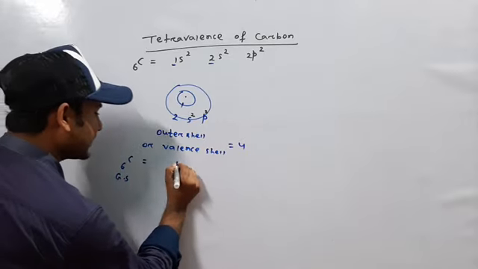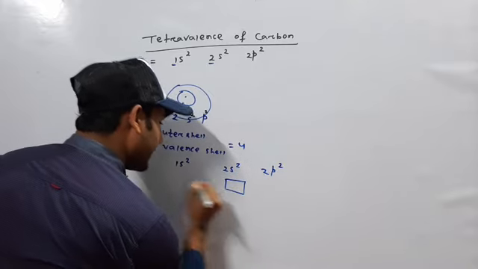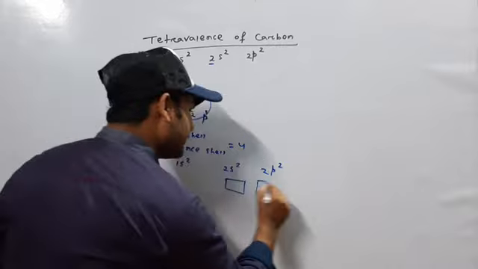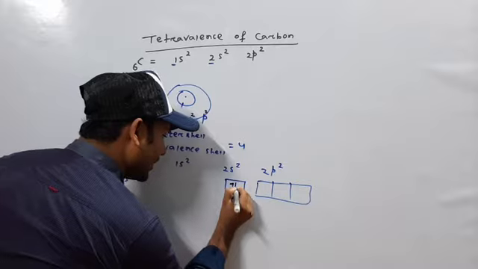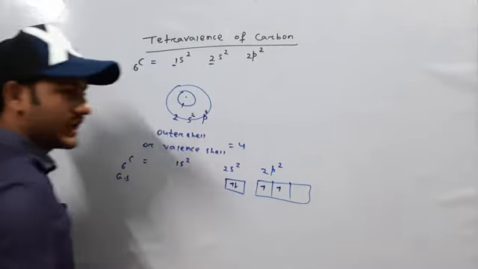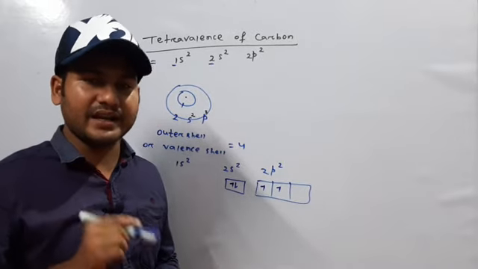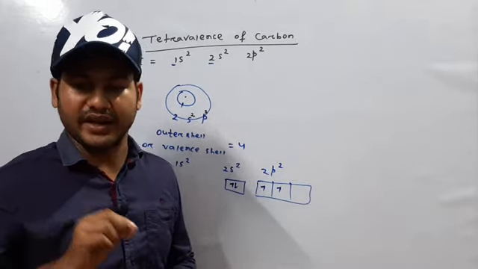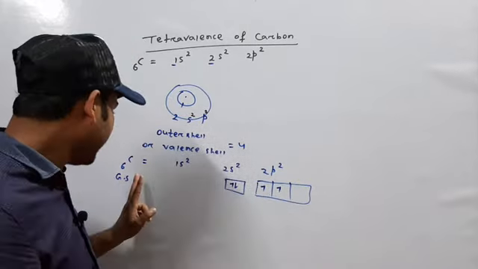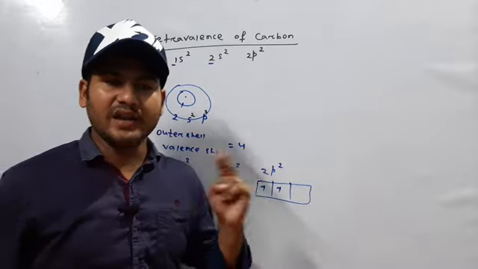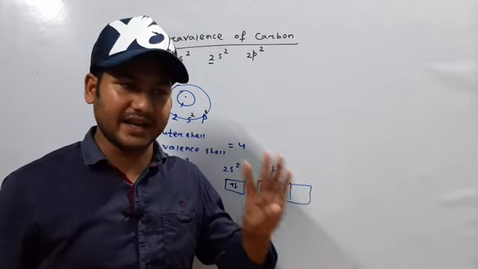In the ground state, 1s2, 2s2, 2p2, the s subshell has 1 orbital, the p subshell has 3 orbitals. s has 2 electrons, p subshell has 2 electrons. According to valence bond theory, unpaired electrons take part in bonding, or formation of covalent bonds. In case of carbon, in the ground state, there are 2 unpaired electrons, but it requires a total of 4 unpaired electrons.